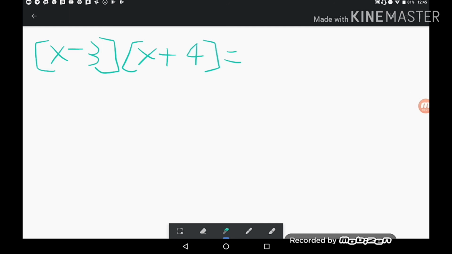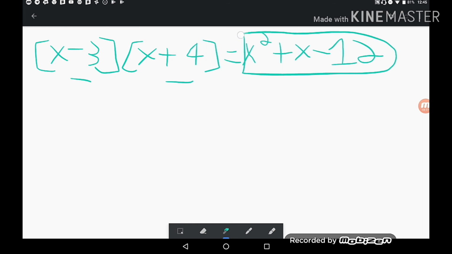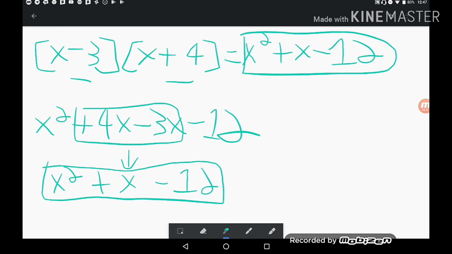X minus 3 by x plus 4. Again, x squared. Sorry guys. Alright, then negative 3 plus 4 is 1, but attaching the x would just give you x. Then at last you multiply them, giving you negative 12. And of course, if you were to foil them, you'd get this. Onward.